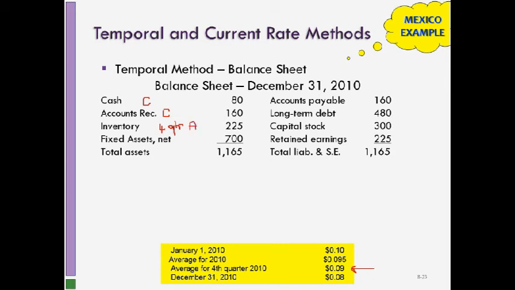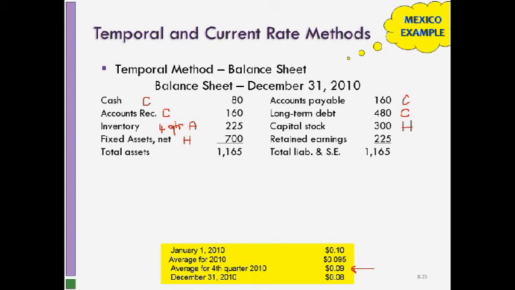Yes. What about fixed assets? Remember, under the temporal method, we're using historical, very simple. What about accounts payable? It's monetary, right? So therefore we need to use the current. What about long-term debt? Again, we treat that as monetary, and so that means we use current. Capital stock, again, historical. Interesting.